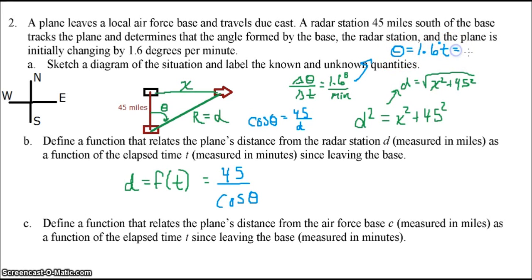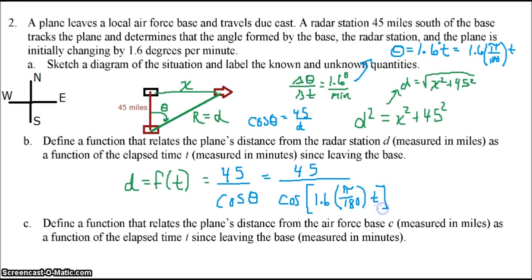We might want to convert that to radians, in which case it would be 1.6 times pi over 180 times t. So we could rewrite this as 45 over cosine of 1.6 times pi over 180 t. I'm going to check the answer key. Okay, that's what they have.